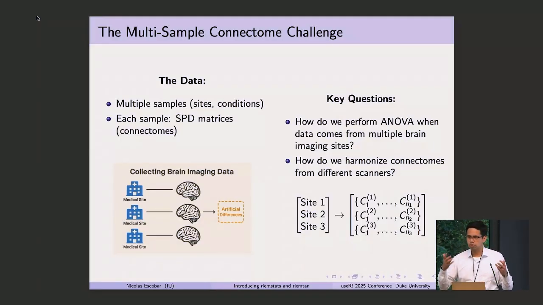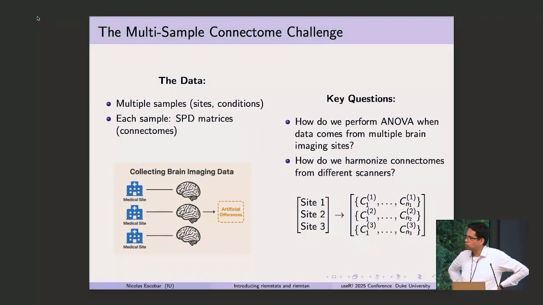You can just not collect 10,000 people in the same site. But if you do that, you're going to have to deal with the problem that the scanners themselves have a little bit of a difference, right? They can be the same model and the same make, but they're never quite the same. And so you're going to have sort of systematic differences between the data that you collect in different sites that is not biological, right?